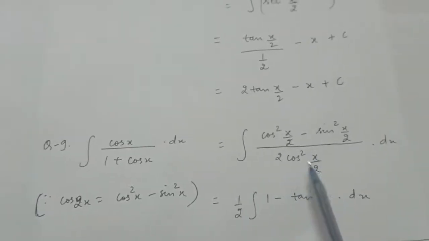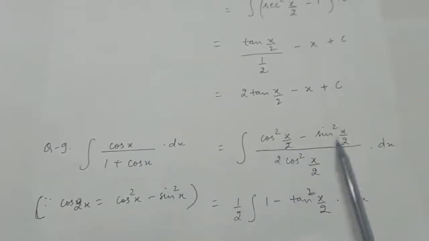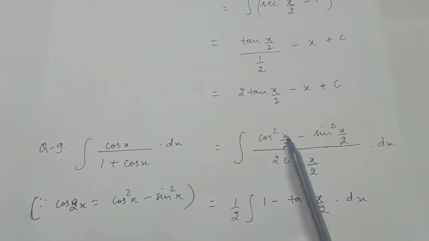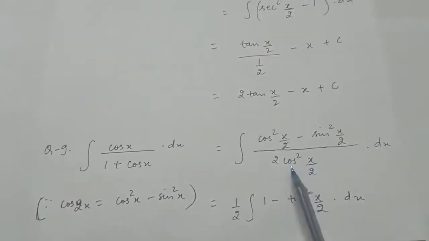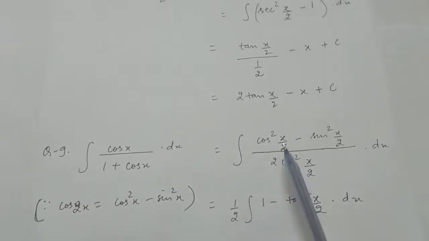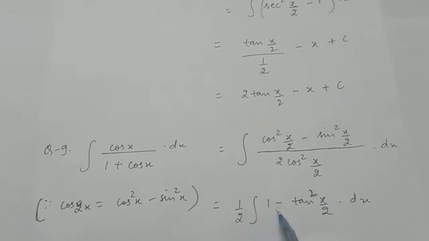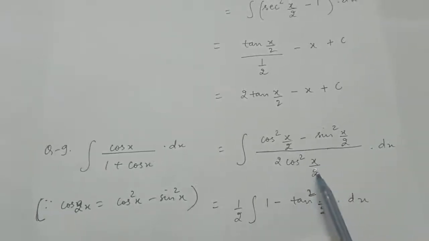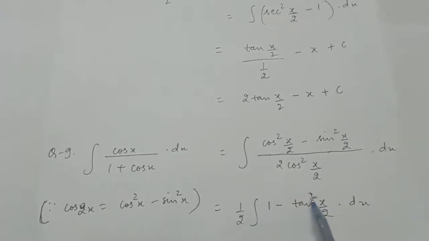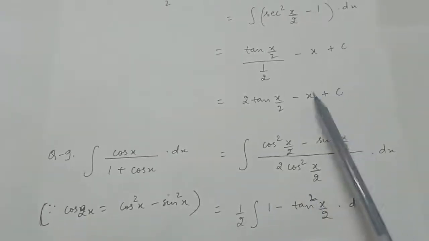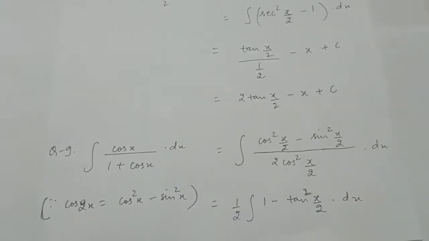So the angle here is x by 2, therefore changing the angle of cos x also to x by 2, right? Now divide both these terms in the numerator by this denominator. So 1 by 2 taken outside, cos square x by 2 upon cos square x by 2 is 1 minus sin square x by 2 upon cos square x by 2 is tan square x by 2. Now you know the integral of 1 also, and of tan square x by 2 we just did in the above question, right? So you have to complete this question now by yourself.